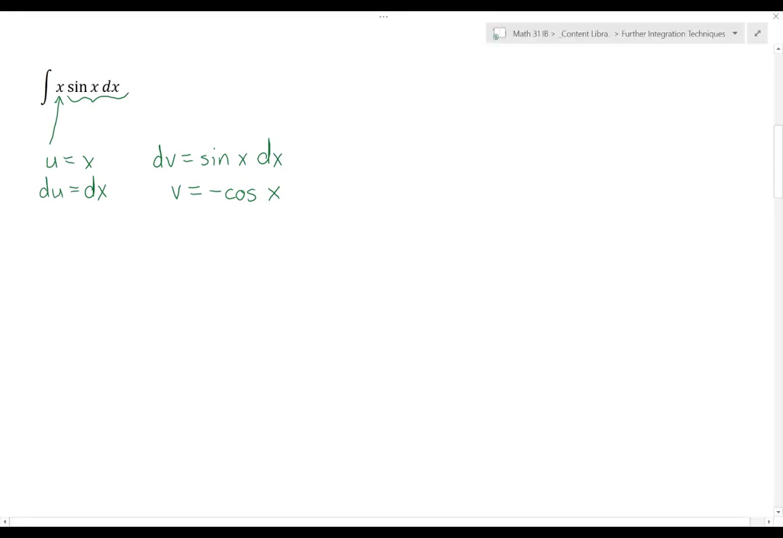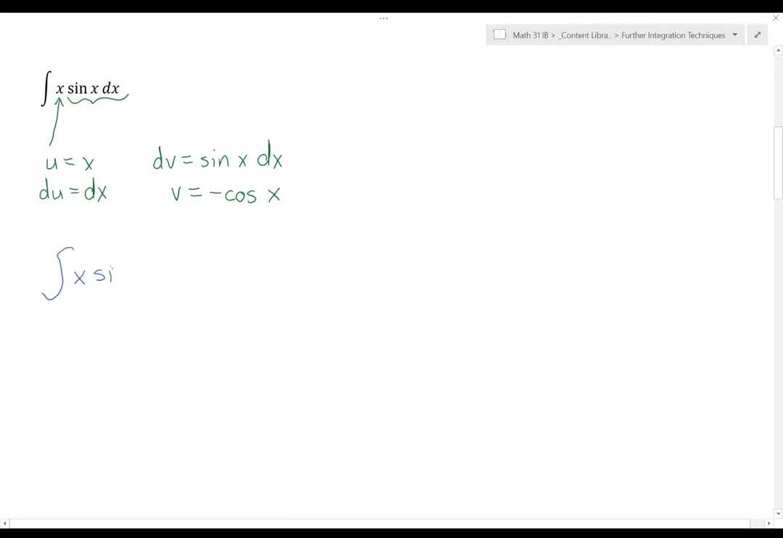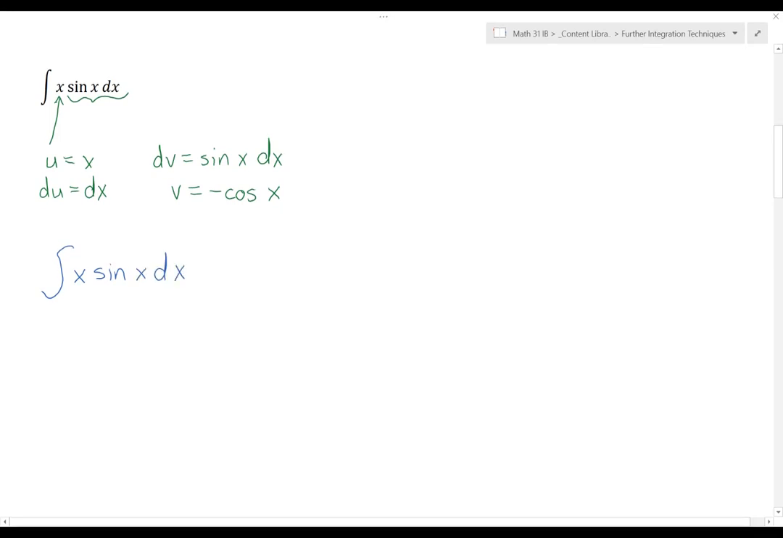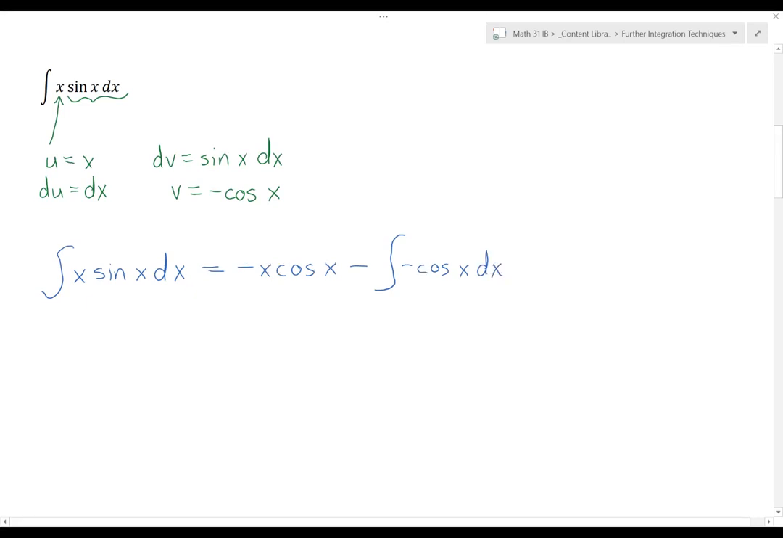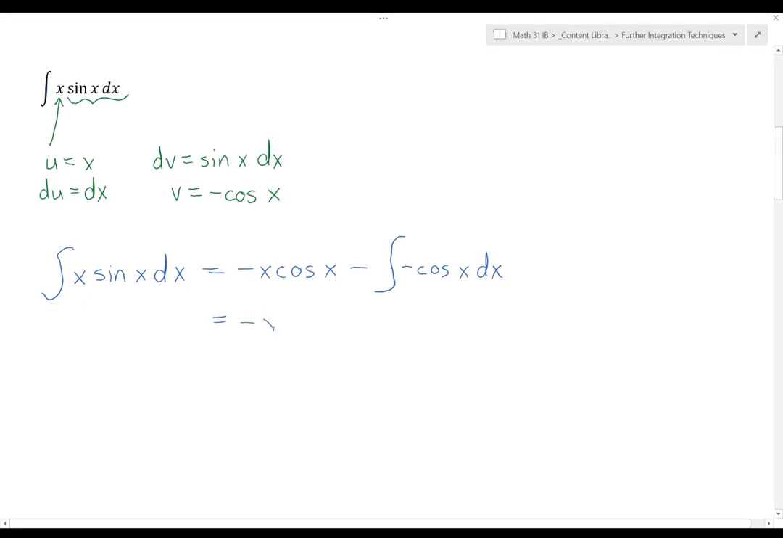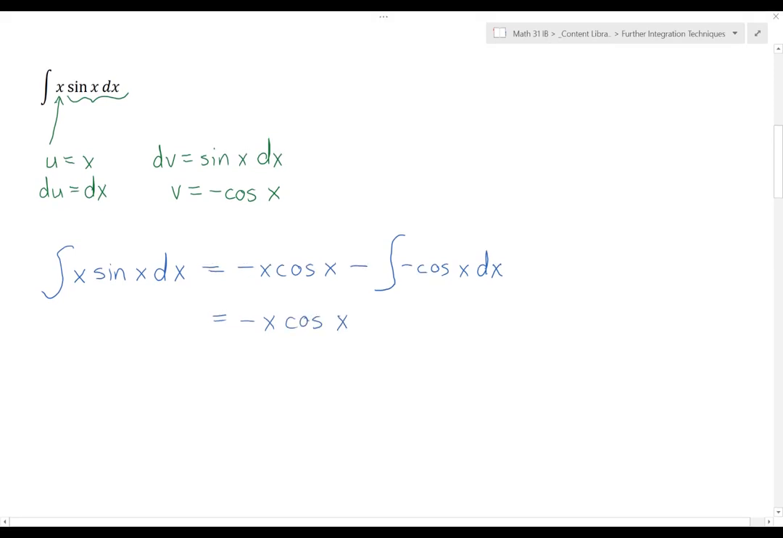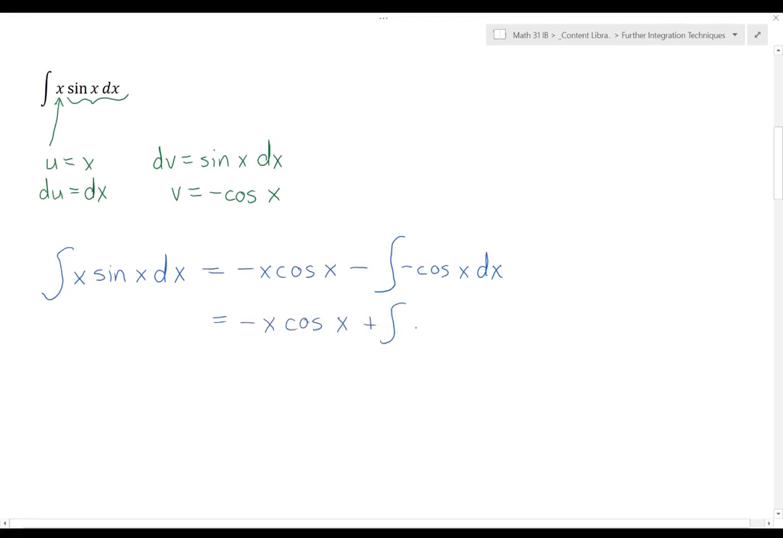Now that I have all four pieces that I need for the integration by parts formula, I'm going to plug them in. The integral of u times dv, so x times sine x dx, that's my original integral, equals u times v, so negative x cos x, minus the integral of v times du. That's negative cos x dx. This now gives me an integral I actually can figure out. To simplify it a little bit, I've got negative x cos x plus the integral of cos x dx.